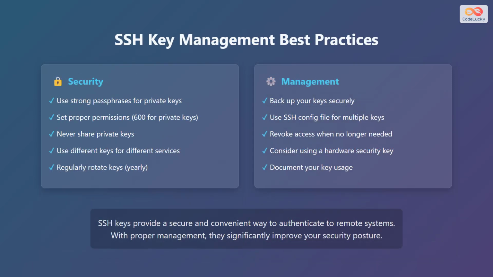Let's look at the best practices for SSH Key Management. When it comes to security, it is advisable to use a strong passphrase for your private keys and set proper permissions, such as 600 for private keys. You should never share private keys, and you should use different keys for different services. You should regularly rotate your keys on a yearly basis. For management, you should back up your keys securely and use the SSH config file for multiple keys. You should revoke access when no longer needed and consider using a hardware security key. It is advisable to document your key usage.